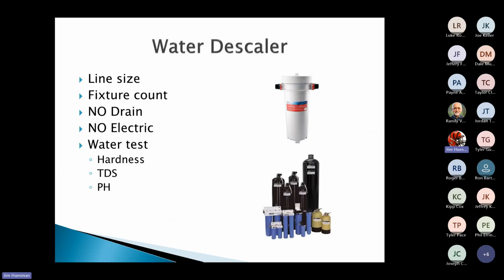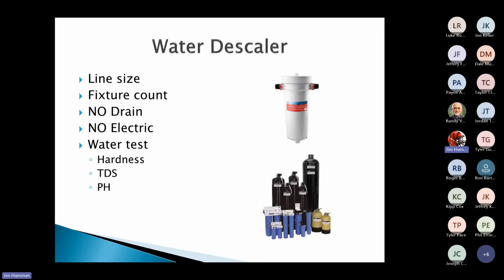So when we're talking about a descaler, again, I always ask the same things: line size, and the big thing is the fixture count. This little guy up here does 10 gallons a minute. This guy down here does 75. I definitely don't want to push you to a 75 if you only have maybe 8 gallons going through a building.